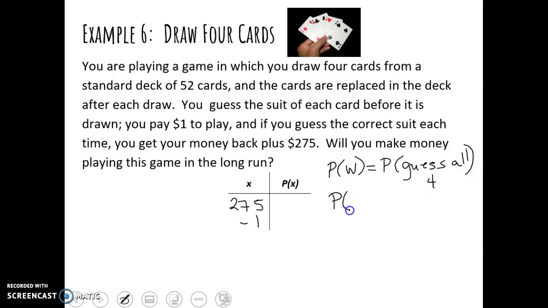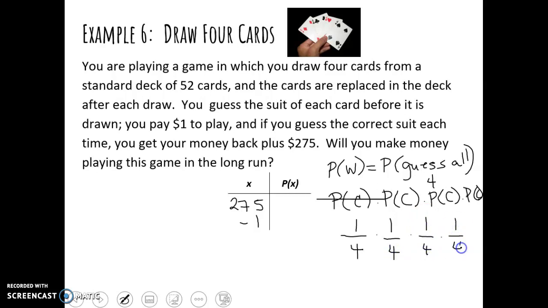If I'm guessing all 4, that means I want the first one to be correct, then the second one to be correct, then the third, and the fourth. I'm going to multiply those together. There's 1 suit out of 4 that would be correct for the first card, 1 out of 4 for the second, and for the third, and for the fourth. So the probability of winning is 1/256. I'm going to leave it as 1 out of 256 because I can let my calculator convert that to a decimal later.